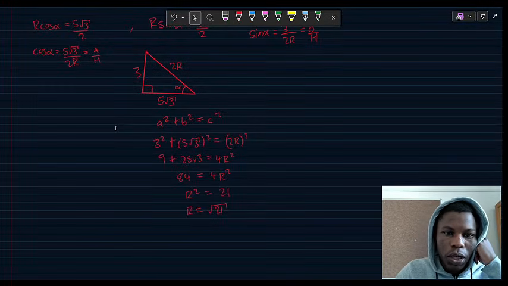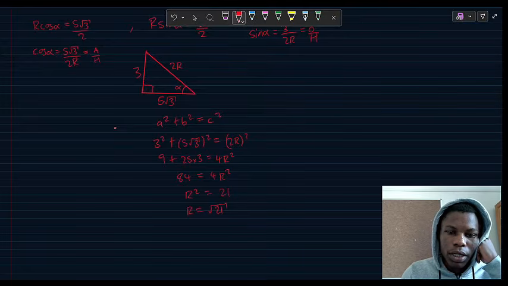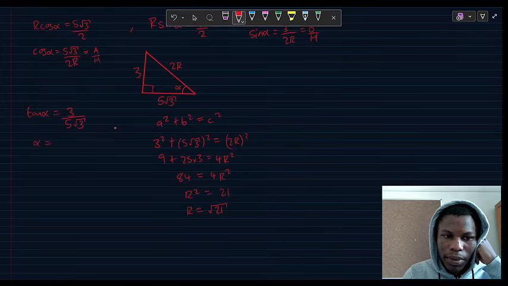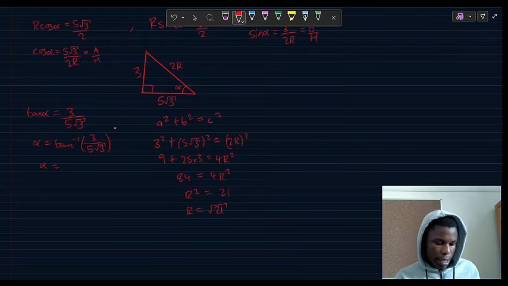We can just use SOHCAHTOA. Okay. So we can do opposite, which is 3, and adjacent, which is 5 root 3. So we can say tan of alpha is equal to opposite, which is 3, over the adjacent, which is 5 root 3. And so alpha has to be arctan of 3 over 5 root 3.